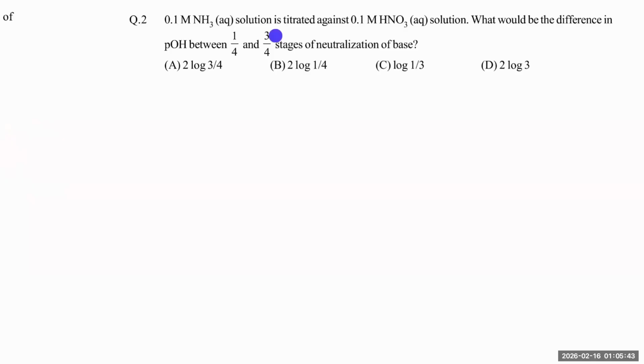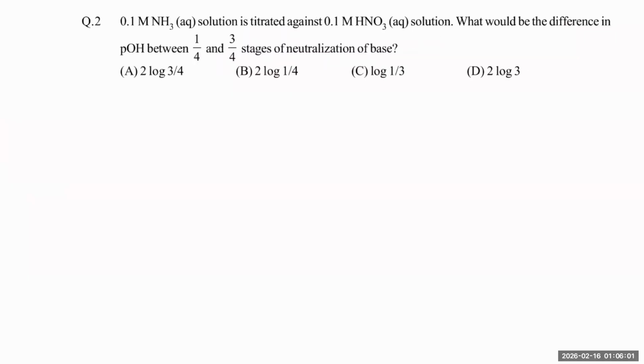See, ammonia is titrated against HNO3. What would be the difference? So basically, you have ammonia and you are titrating that with HNO3. What is the difference of pOH between 1 by 4 and 3 by 4 stages of neutralization? So what does this mean? Let's see.